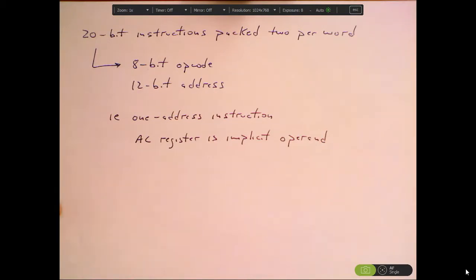How could this work? Well, it worked because the AC register was implicit. So for a load instruction, for instance, we did not need to say where the load was going to put its result. The result always went to the AC register, and similarly for the arithmetic instructions, you're operating on a memory address and the accumulator.